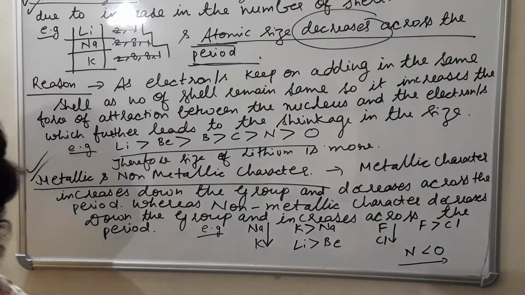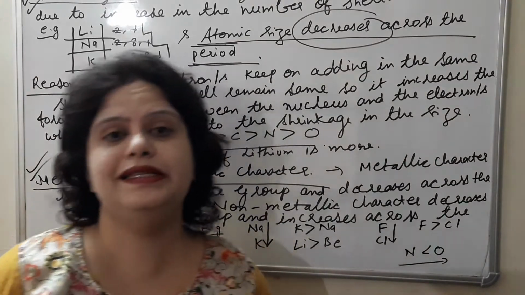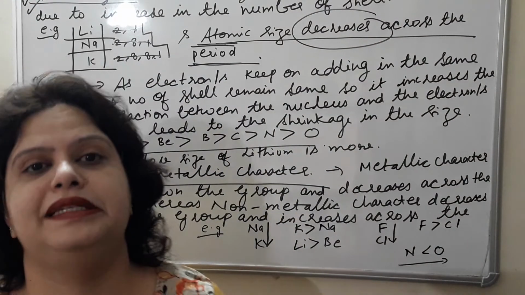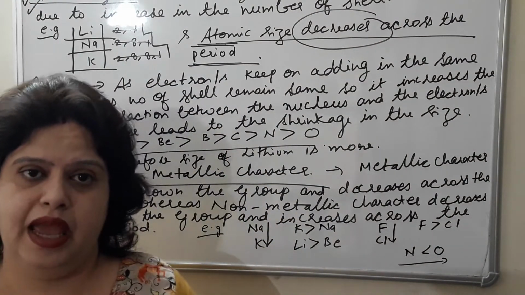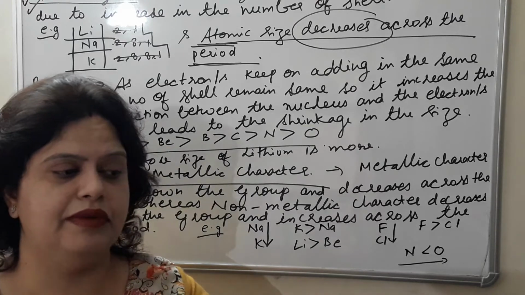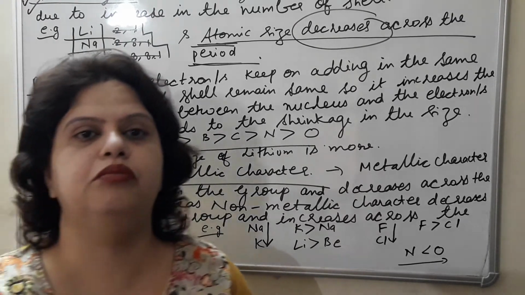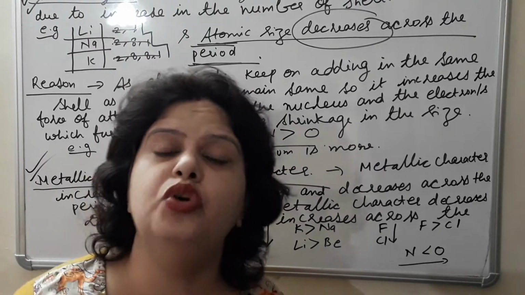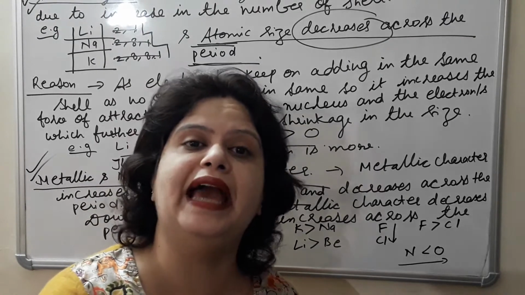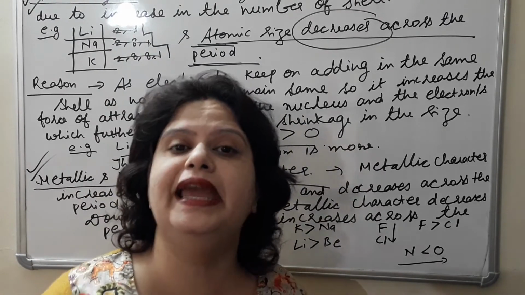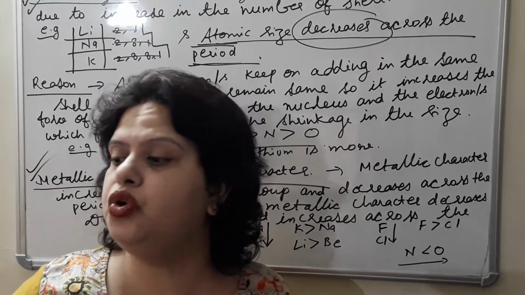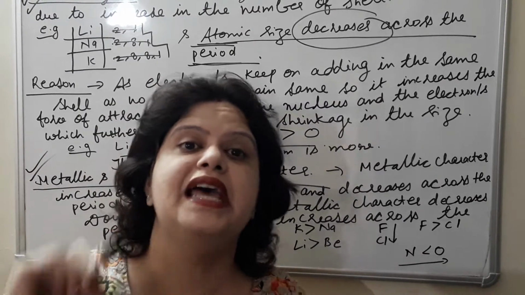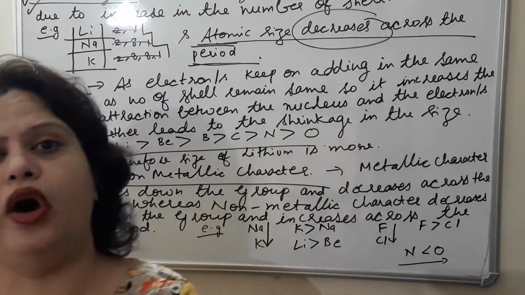The second point I would like to discuss is the concept of metallic and non-metallic character. Suppose element X is most metallic in nature. Most metallic means it is a highly reactive metal. If I say element Y is most non-metallic in nature, it means it is highly reactive but a non-metal.